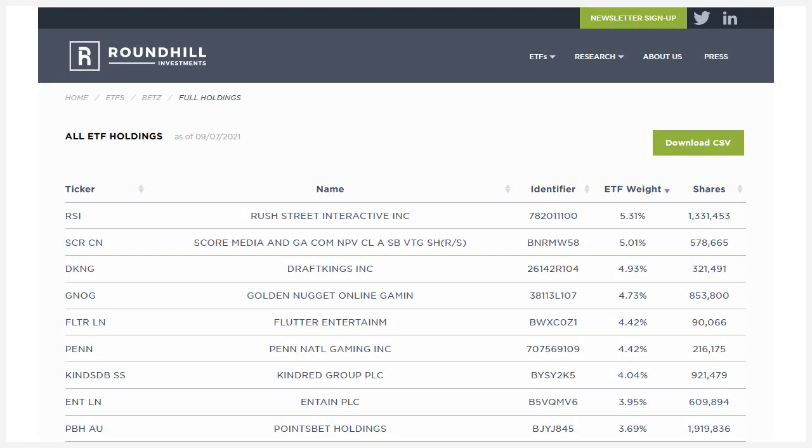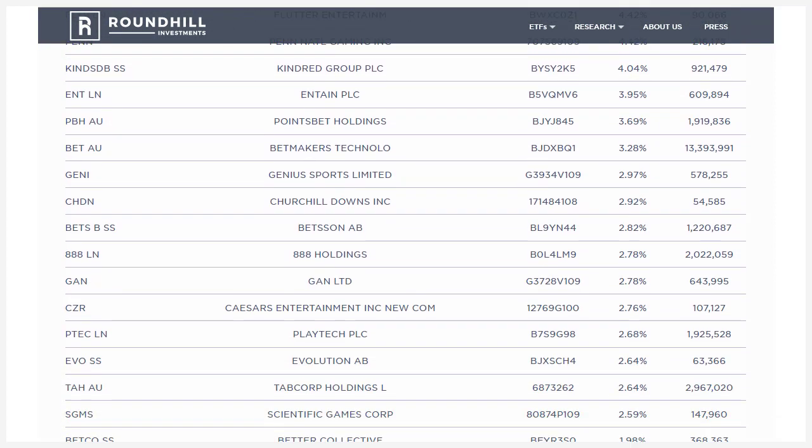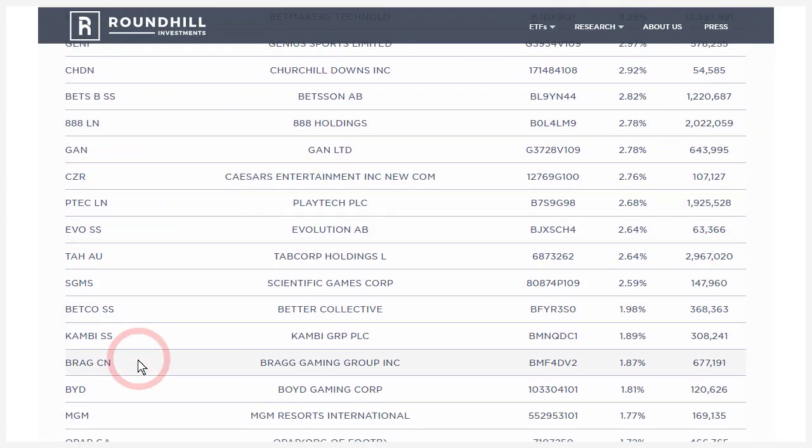So here I am on the fund family website, and right away you can see that there are some non-US holdings for this ETF. You can see the tickers over on the left. The normal RSI ticker, DKNG, GNOG, those are US holdings, but this one is going to be Canadian, I would guess. We've got another foreign holding here and another one here. So just in that top group, we've got 5 non-US holdings. Now that's not a problem, it's just something you need to be aware of. And if we scroll down, we can see more non-US holdings.